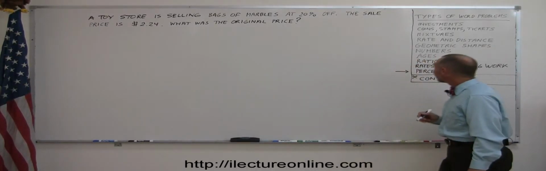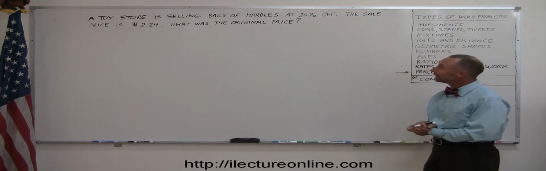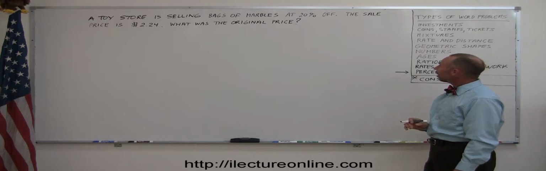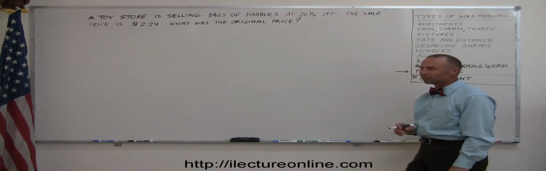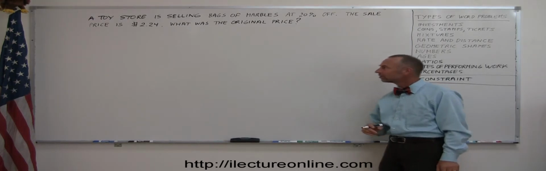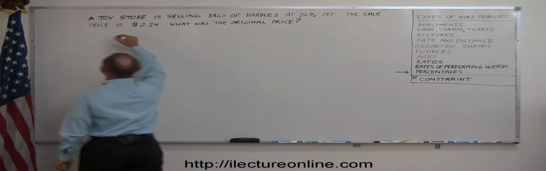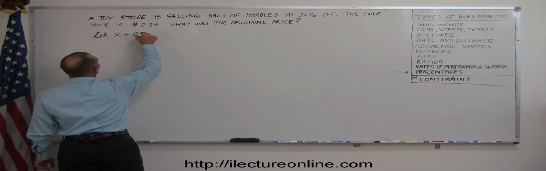Another problem in the category of percentages is this one right here, so let's read it. A toy store is selling bags of marbles at 20% off. The sale price is $2.24. What was the original price? All right, since we don't know what the original price was, let x equal the original price.